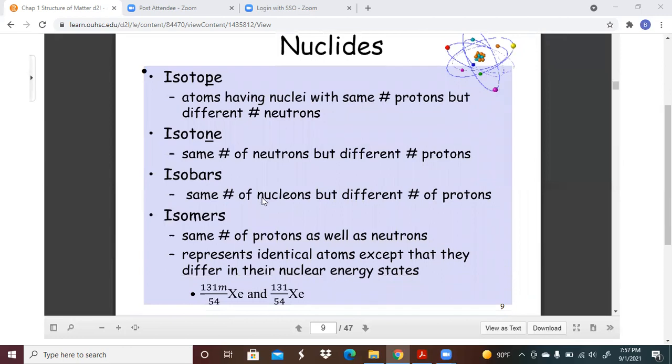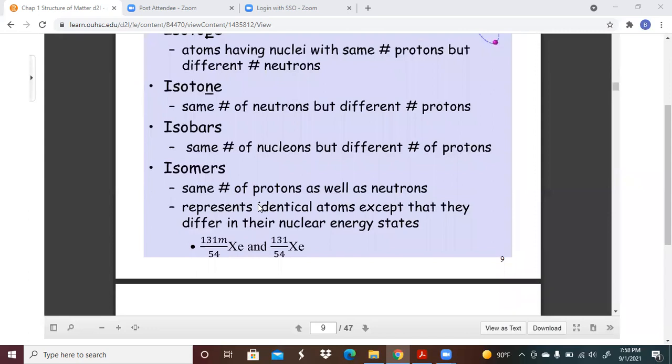So nuclides: isotopes are atoms having nuclei with the same number of protons but a different number of neutrons. Again, isotope: look at the P, iso meaning the same. Isotones have the same number of neutrons but a different number of protons, and yes, that can happen. Isobars have the same number of nucleons but a different number of protons. And isomers have the same number of protons as well as neutrons. These represent identical atoms except that they differ in their nuclear energy states.